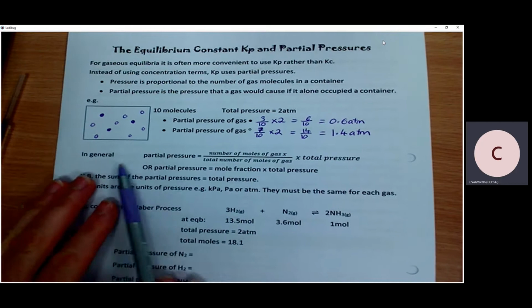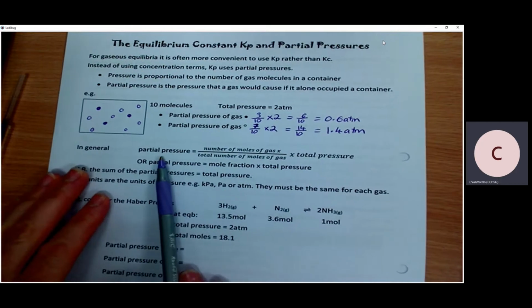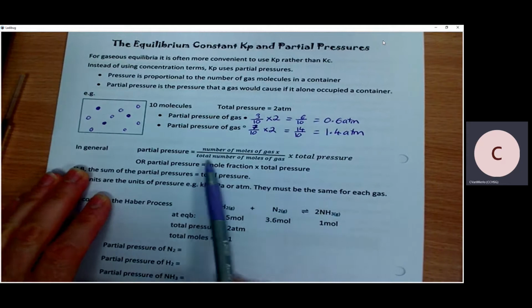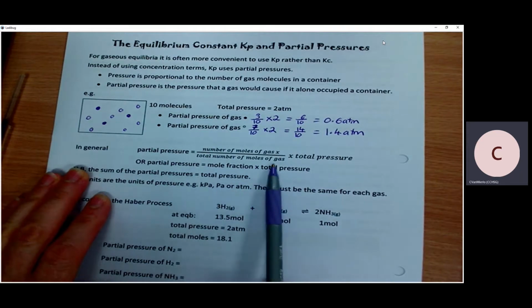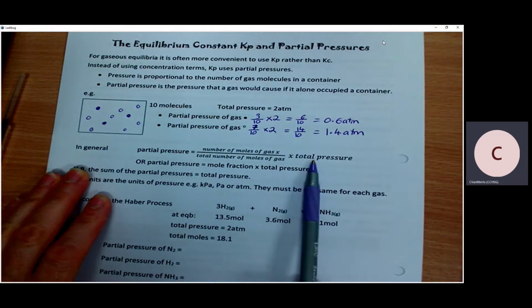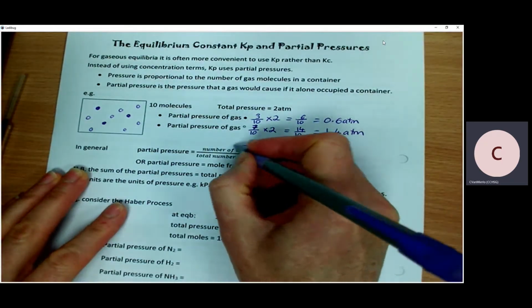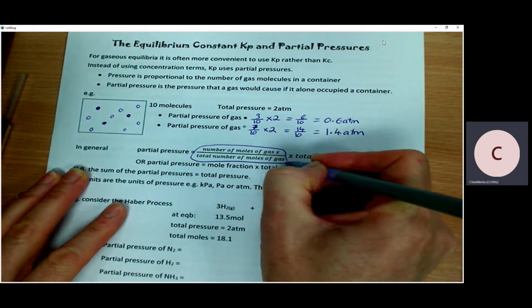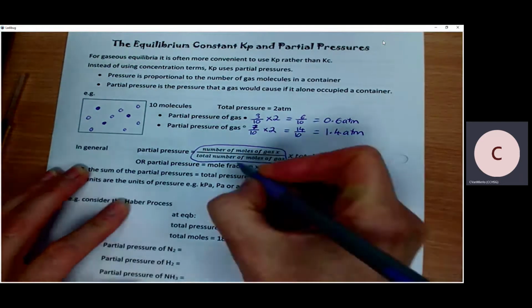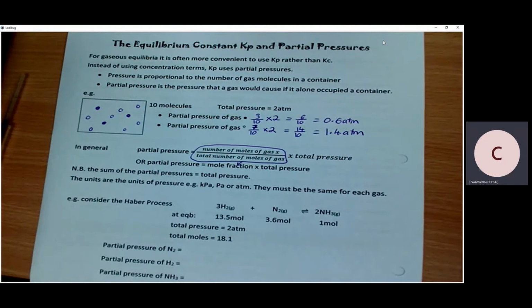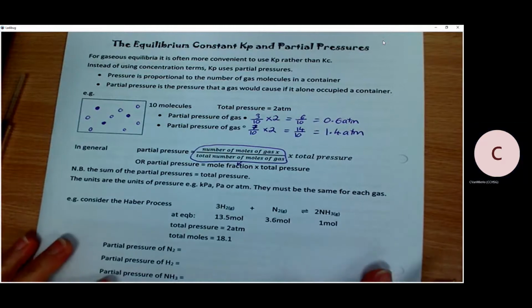So what we can say in general terms is that partial pressure is equal to the number of moles of whichever gas you're interested in, divided by the total number of moles of gas, times the total pressure. And this part here, the number of moles of a particular gas divided by the total number of moles of gas, we can also call the mole fraction. It does what it says on the label: the fraction of the total number of moles that are that particular gas.